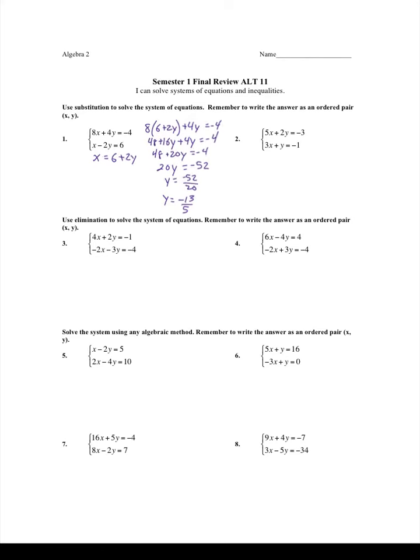Now you plug that back into one of our original equations. We're going to use x minus 2, substitute negative 13 over 5 in there, equals 6. That gives us x plus 26 over 5 equals 6. Subtract 26 fifths.